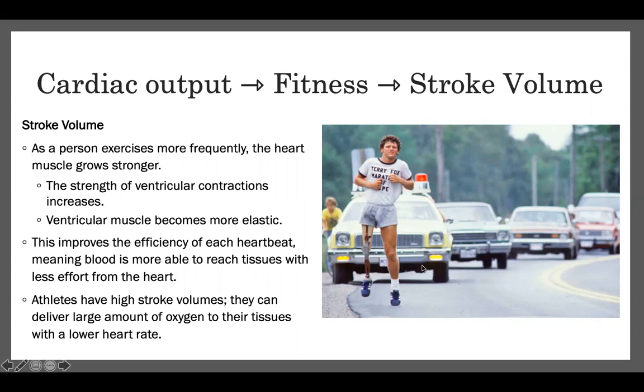This gentleman on the right here, his name is Terry Fox. He began the Marathon of Hope 40 years ago today. He dipped his leg in the Atlantic Ocean in St. John's, and he ran all the way to Thunder Bay, Ontario, which is an absolutely incredible feat. Because of the distance he was able to run every day, Terry had a very strong heart.